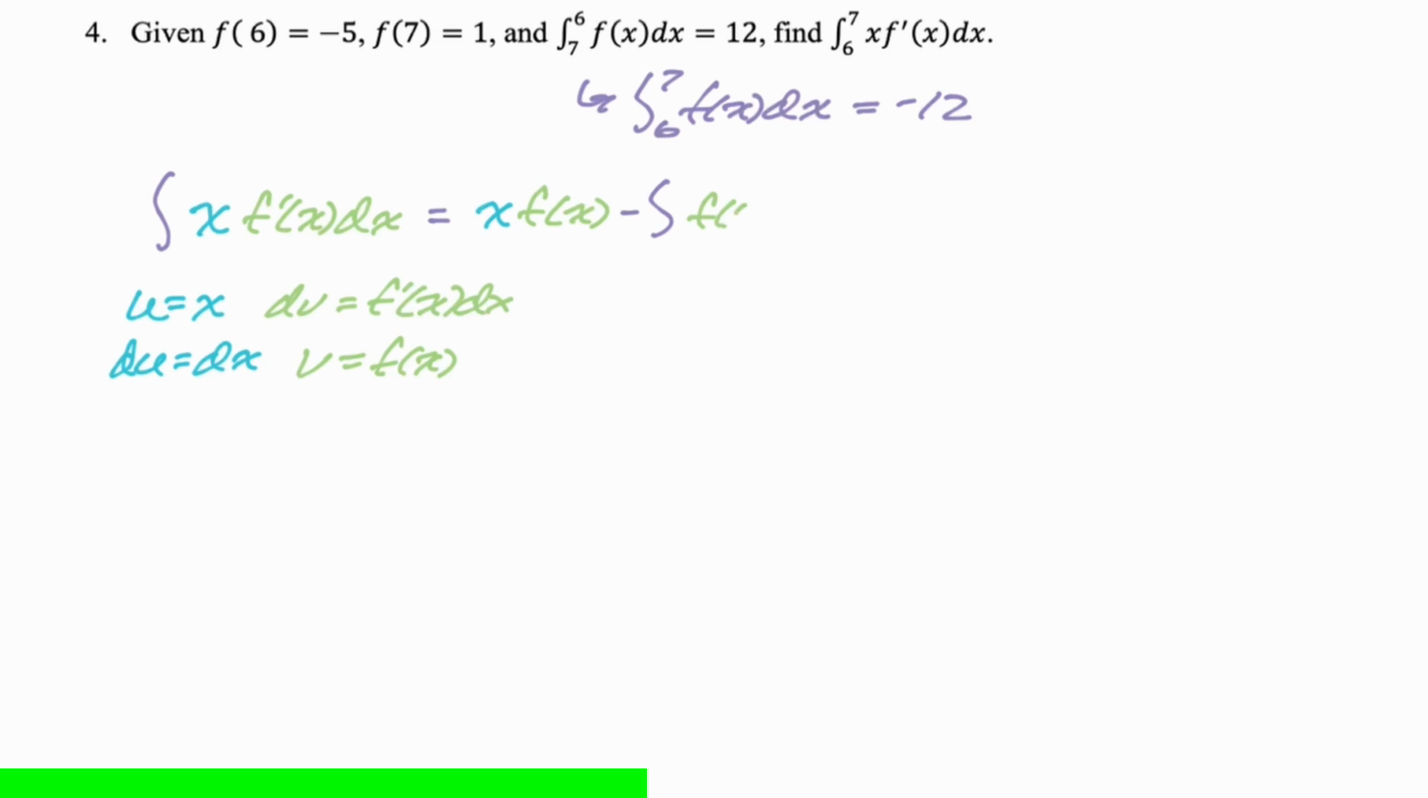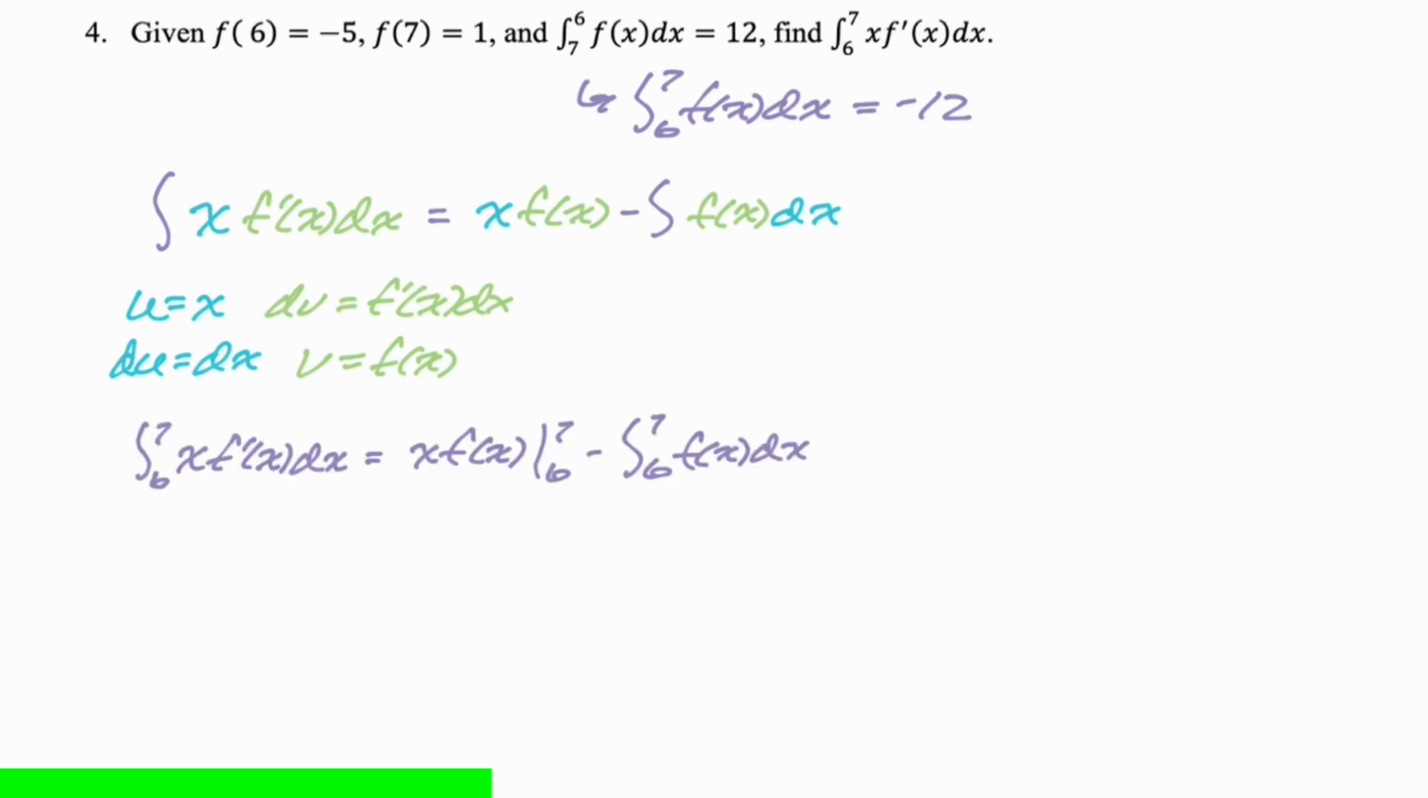This could be problematic if we didn't know the integral of f of x dx. We're given that in the problem. If we weren't given that, then this would not be the right approach, or we would get some weird answer with an integral in it. Sometimes that happens. So we're going to use the fundamental theorem on this. The integral from 6 to 7 of x f prime of x dx is going to be x f of x evaluated from 6 to 7, fundamental theorem, minus the integral from 6 to 7 of f of x dx.